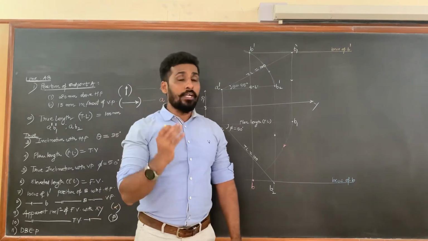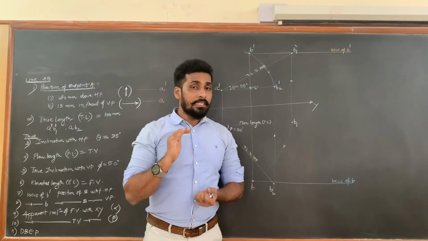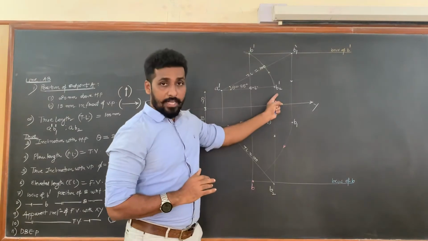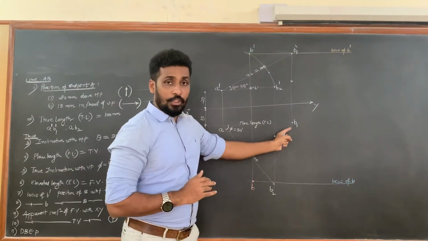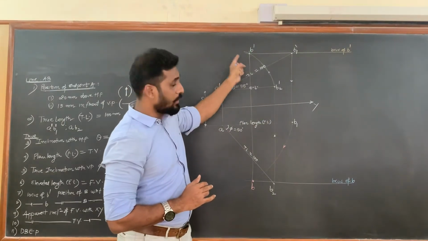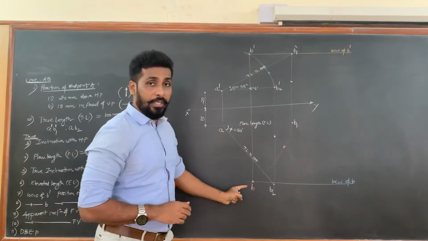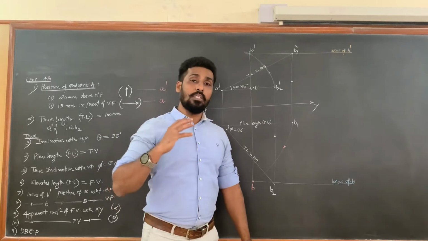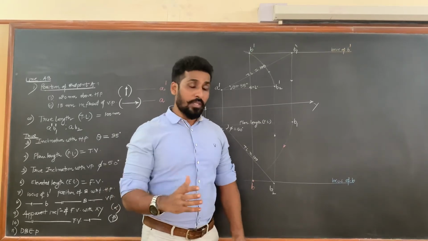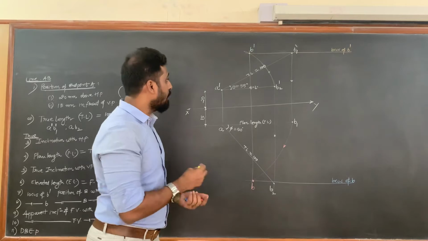So understand what I did in the third stage. I simply rotated the elevated length and the plan length towards the locus of B dash and the locus of B. I've got point B dash, I've got point B, and the more important thing is these points B and B dash have to come in the same line.